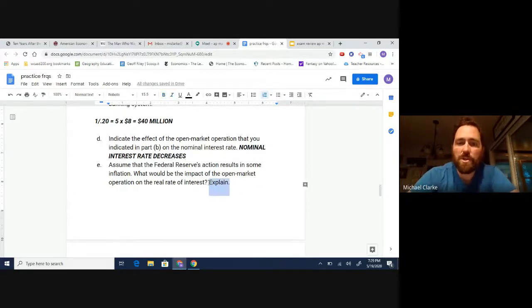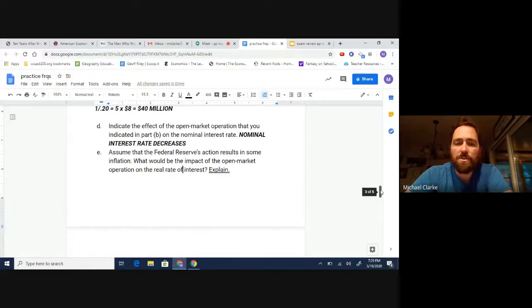Here's an explain question. You got to be able to explain this. Assume that the Federal Reserve's action results in some inflation, which is probably going to happen because this is expansionary policy. You're growing the economy. Prices are going to rise as a result of this because there's more money in the economy. What's the impact of the open market operation on the real rate of interest?